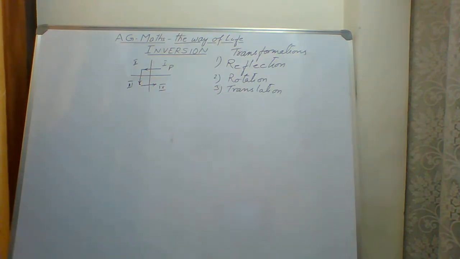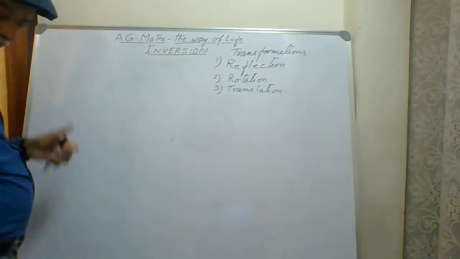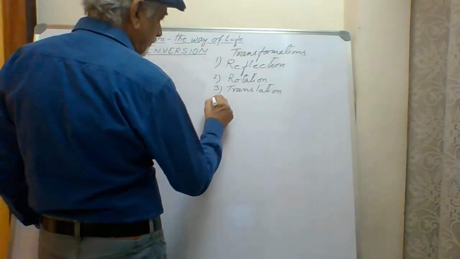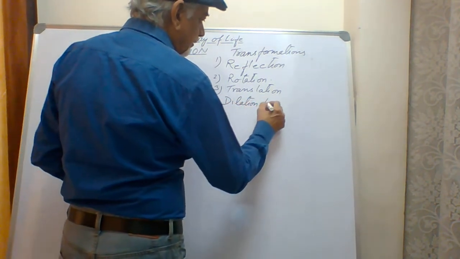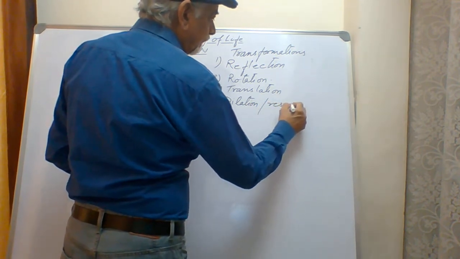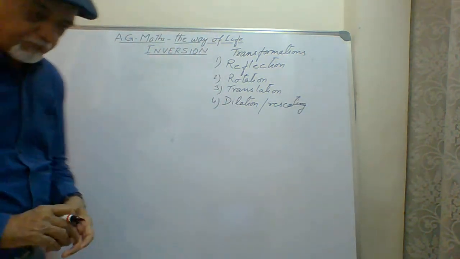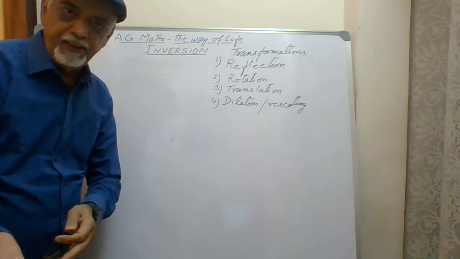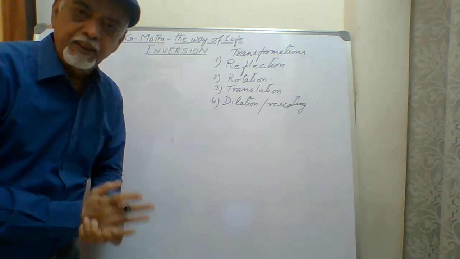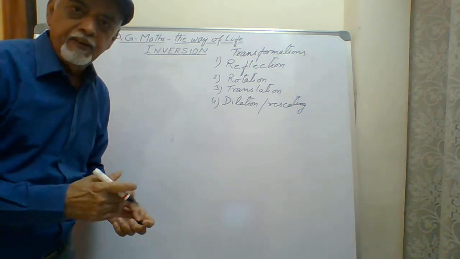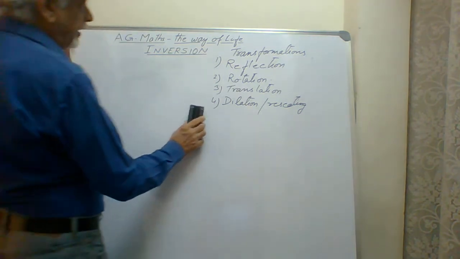Then we have dilation or rescaling. What is dilation and rescaling? The fourth type of transformation is called the dilation or rescaling. It means if you have a point in the field and you want to put it in the map, or from the map you want to put it in the field, you either enlarge it or you reduce it. So that is what is called dilation and rescaling. Okay, so these types of transformations we have learned.